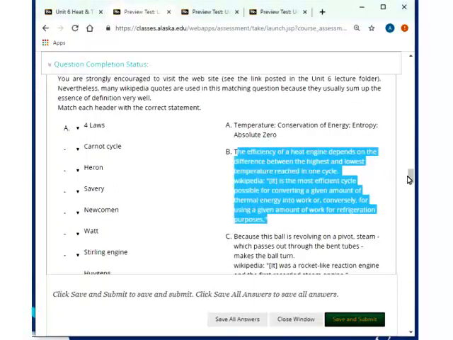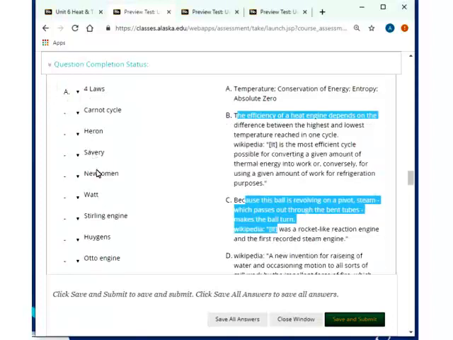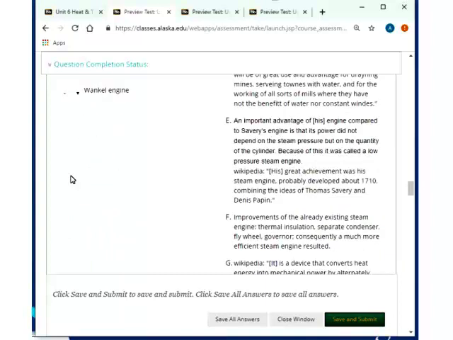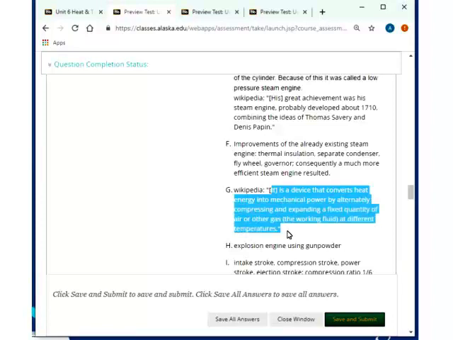You look at Heron's experiment, and you will see this is what it is. You look at Savory, Newcomb, and Watt Stirling engine. Let's see the Stirling engine. Let's see, I think it's this one here. As I said, these should be in the correct order. It's a device that converts heat into mechanical power by alternately compressing and expanding a fixed quantity of air or other gas, the working fluid at different temperatures. The Stirling engine, if you did the lab with me, then you came across it and you noticed, no, it's not working on water or steam. It's actually working on air.